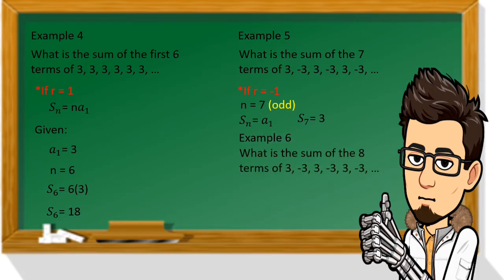How about this? What is the sum of the 8 terms of 3, negative 3, 3, negative 3, 3, negative 3, and so on? So r is also equal to negative 1. But then our n is even. So therefore, if n is even, our S of n is equal to 0.